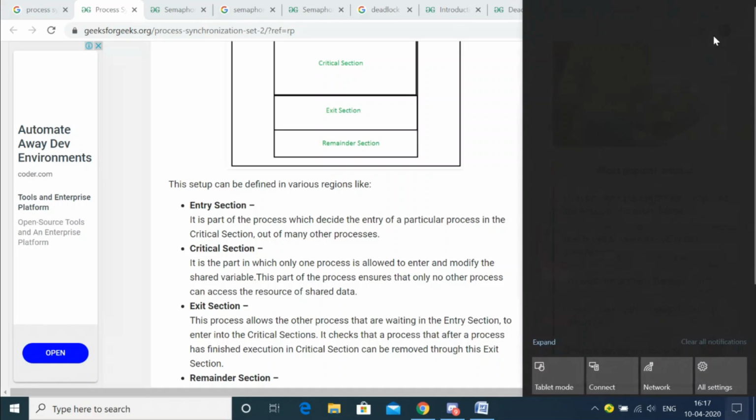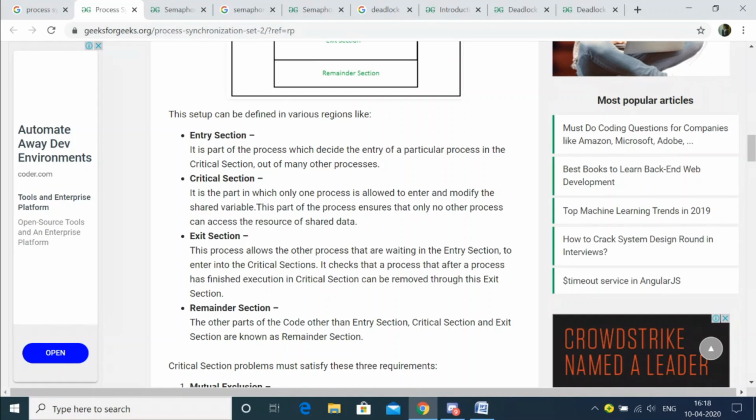It will continue until it reaches the exit section. Once the shared variable is accessed, manipulated and updated, there will be code in the program which again prompts the operating system that it needs to come out. That means the process has to be released from the critical section. Once the exit section is encountered by the OS, the process is released from the critical section, making way for other processes.